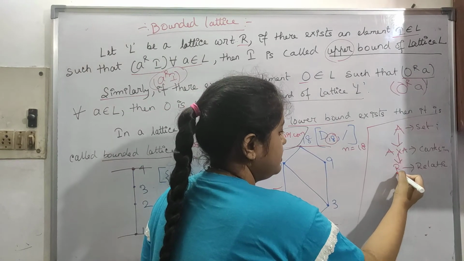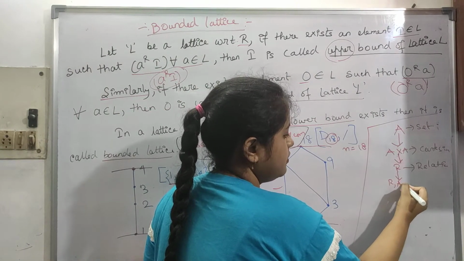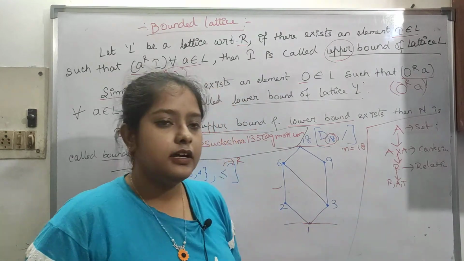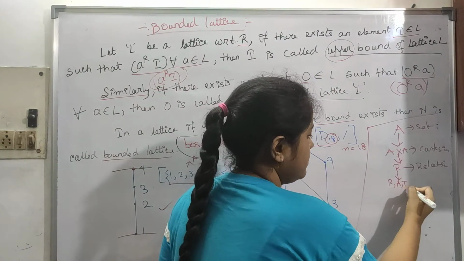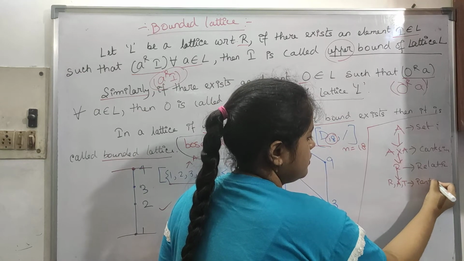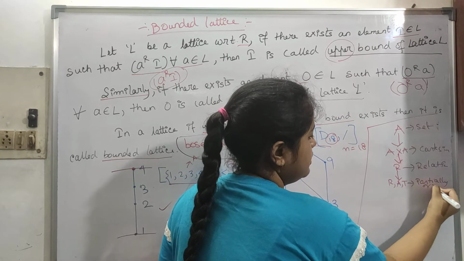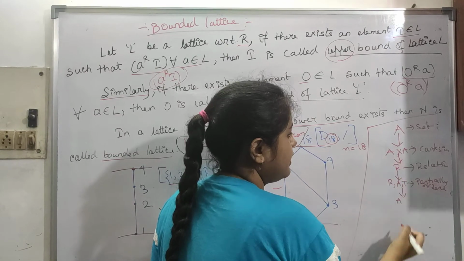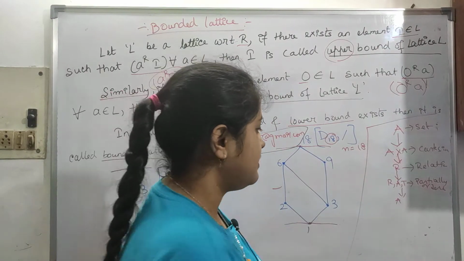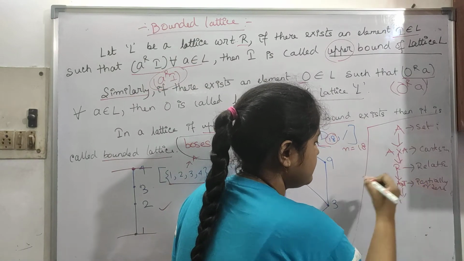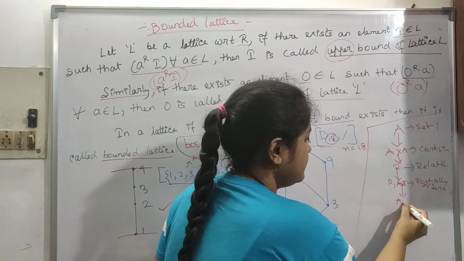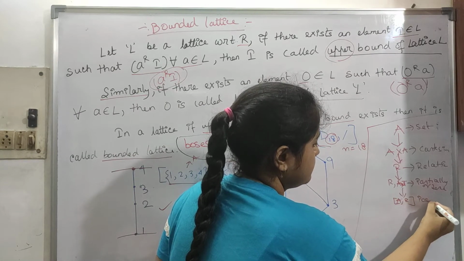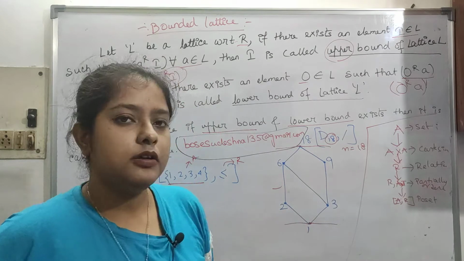Now if this relation satisfies R, A, T, where R means reflexive, A means antisymmetric, T means transitive, then this is our partially ordered set. This A is antisymmetric, let me write it as ANS. So this is our poset.